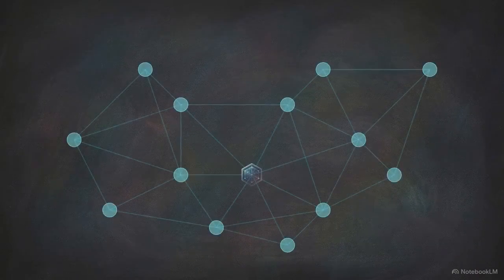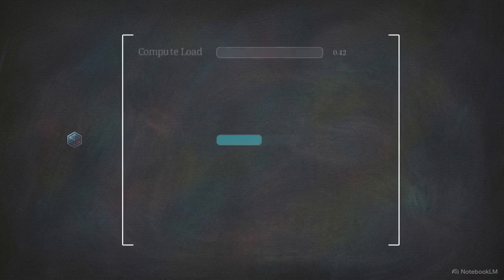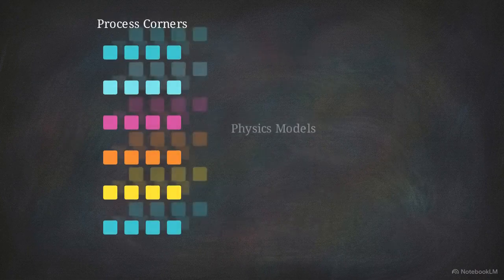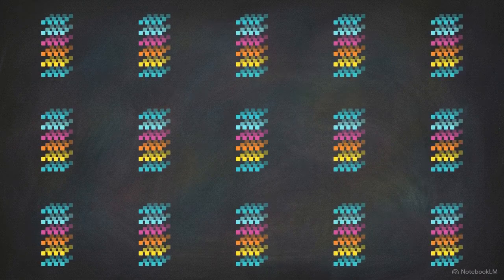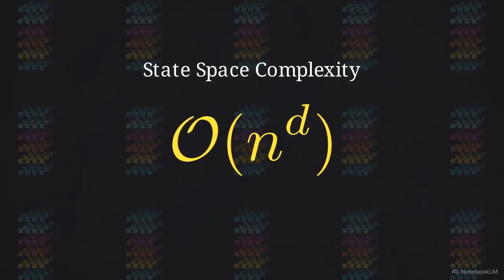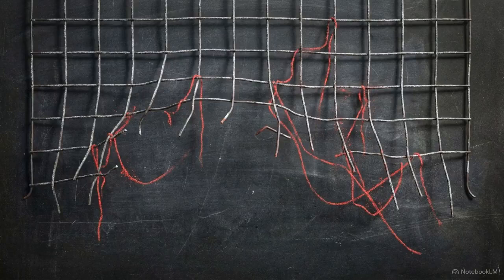To solve this orchestration problem, we look at the mathematical state of a single node in that graph. It has multiple dimensions. At any moment, it tracks compute load, memory pressure, solver residual, license availability, quality of result, and security posture. Now scale that up. Tracking these variables across all process corners, physics models, and design variants creates a state space that explodes. It scales exponentially at O(n^d). Traditional matrices or vectors fail here. They cannot capture the cross-domain dependencies hidden across thousands of concurrent operations.